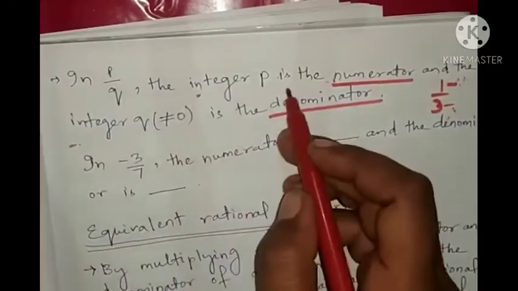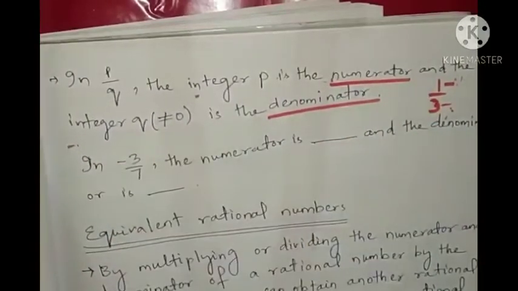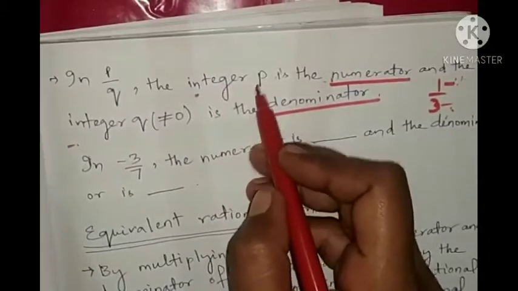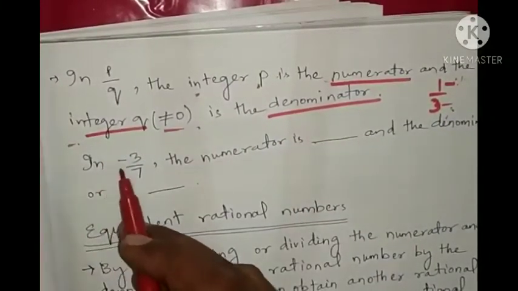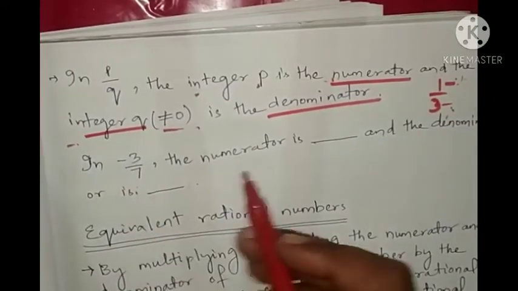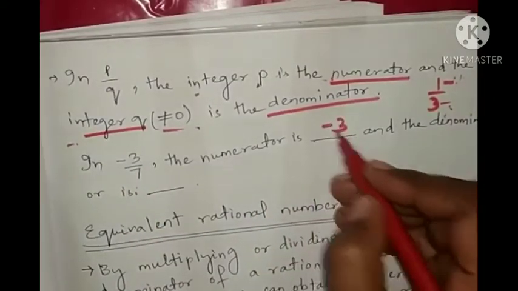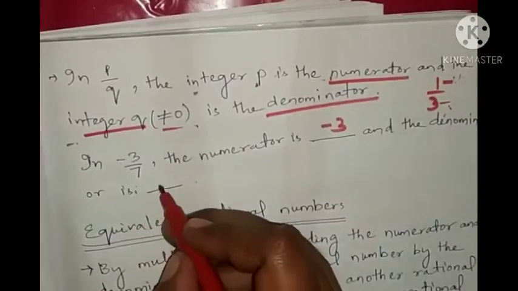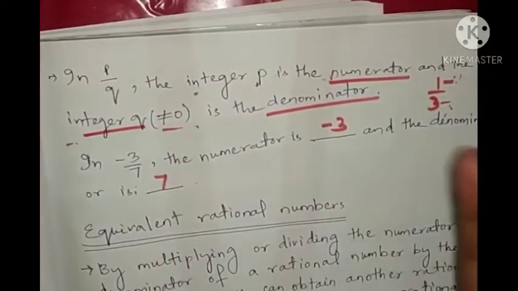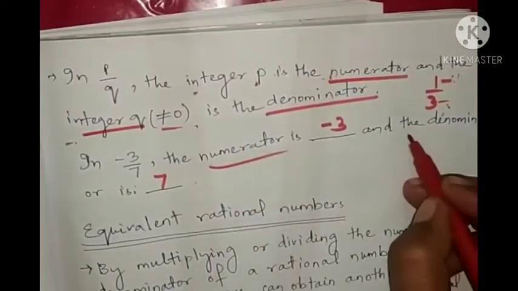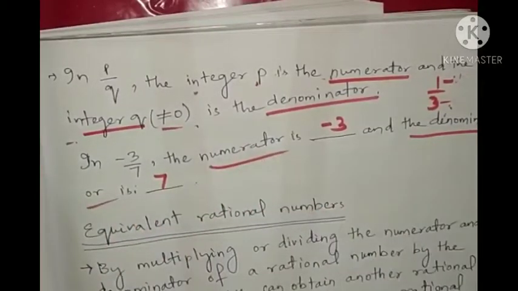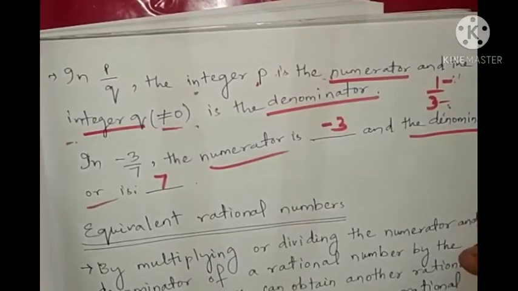But here, p is an integer, q is an integer, but q is not equal to 0. So here you can write minus 3 by 7. The numerator is minus 3 and the denominator is 7. So in any rational number, you can easily find out the numerator and denominator of that rational number.